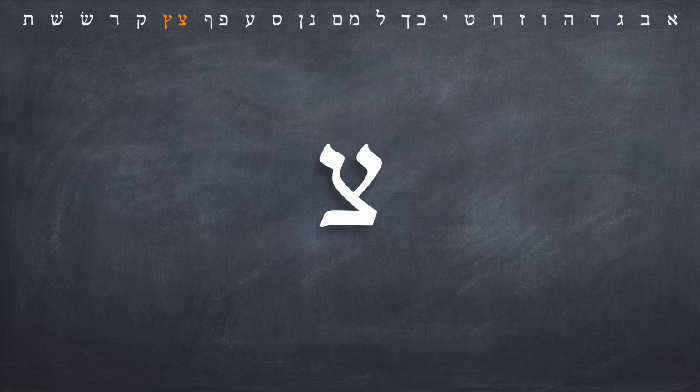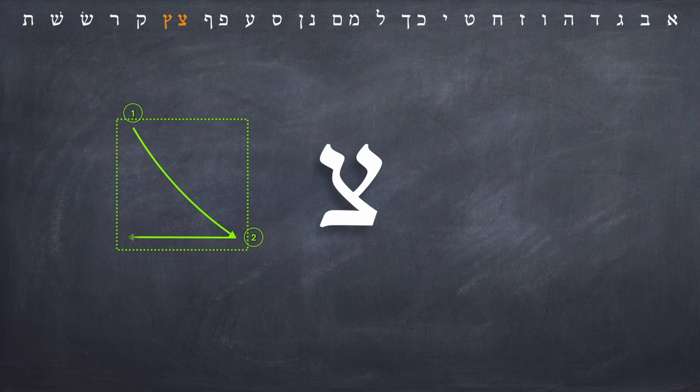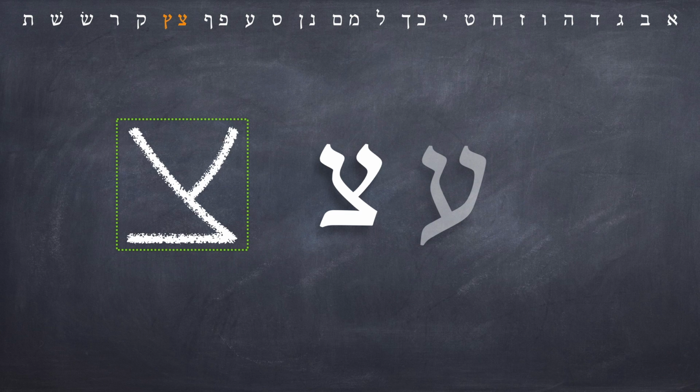And now we have tzadi. You can write tzadi with 3 strokes, a diagonal, a base, and then the third stroke that stops in the middle. 1, 2, and 3. Now when I was first learning Hebrew, I got tzadi mixed up with the letter ayin quite a bit because to my eye, they both look like the letter Y in English, but you'll have them distinguished in no time.